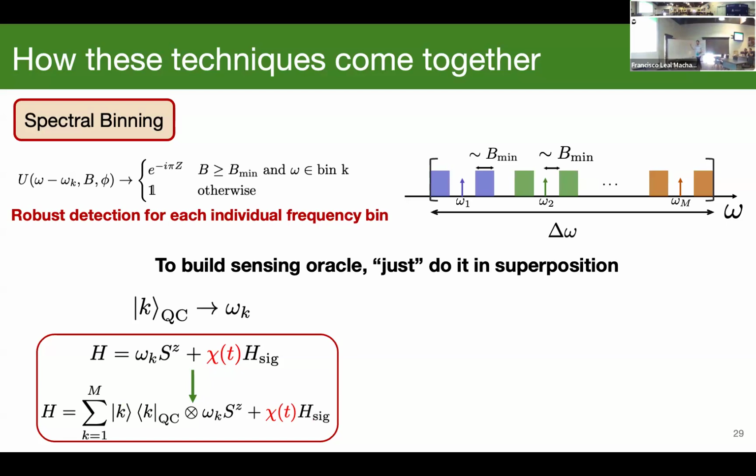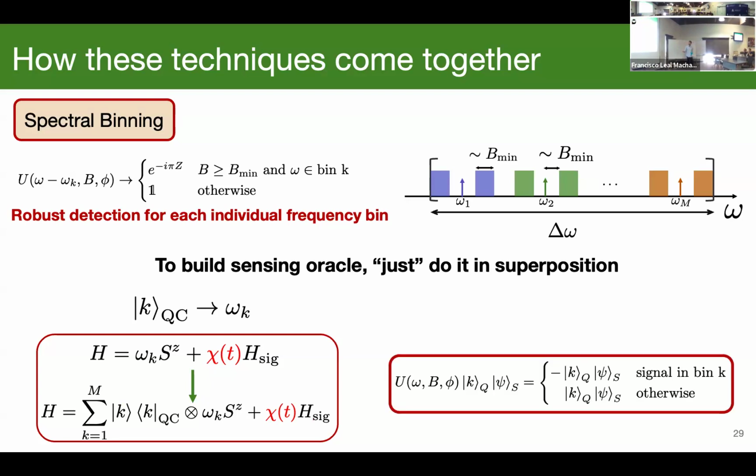And that allows us to do this in a quantum coherent way across the entire set of bins. Okay? And this fundamentally tells us that if your quantum computer is in state K, and you have a sensing qubit, the final evolution is going to pick up a minus sign, which is the one that I plotted here, if there's a signal in that particular bin. Otherwise the evolution is going to be unchanged. Okay? And this is exactly the structure of the Grover oracle that we wanted to make.